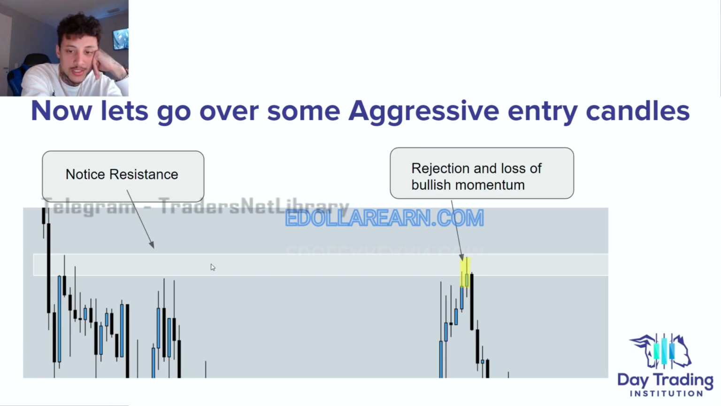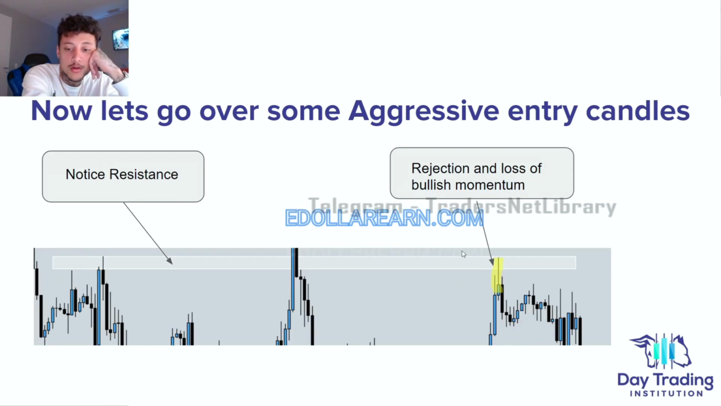So again, notice resistance, and then notice the rejection of resistance and the loss of bullish momentum, making it a very weak bullish candlestick. In that situation, that's where you would take your sell, because it shows us rejection. This shows us that sellers are in the market.